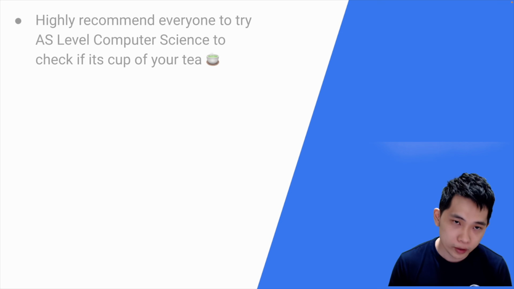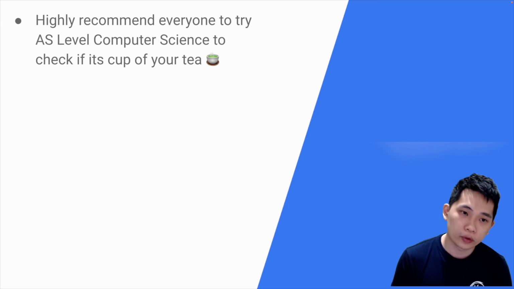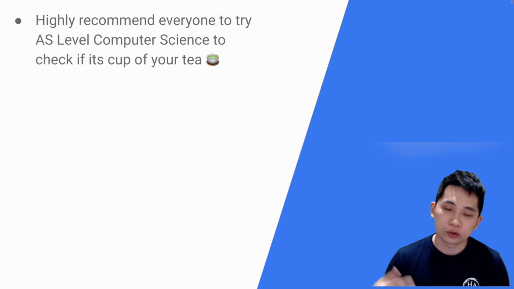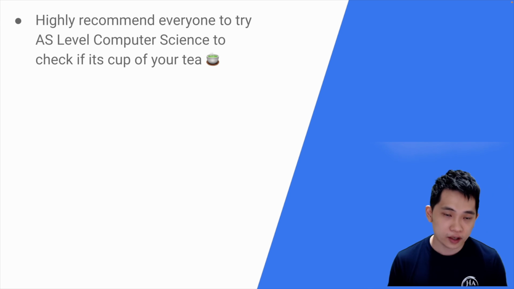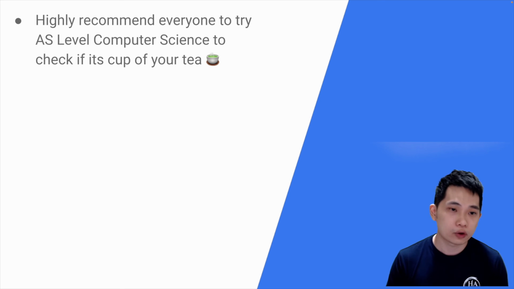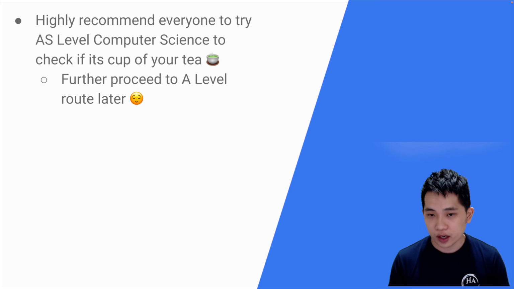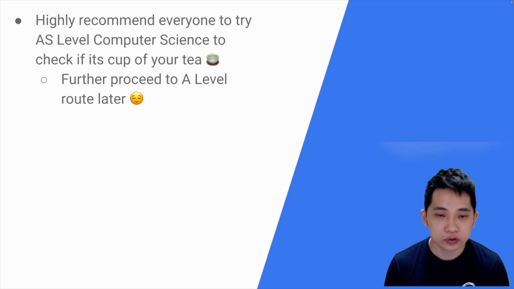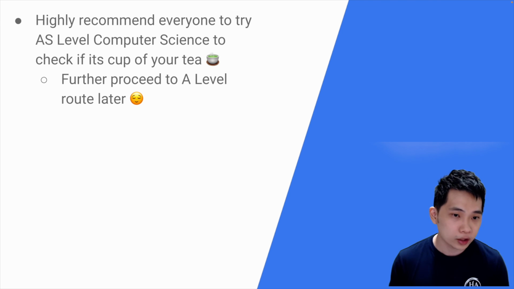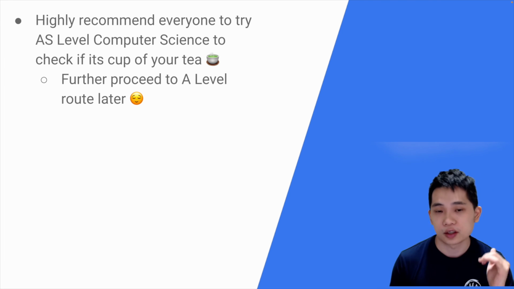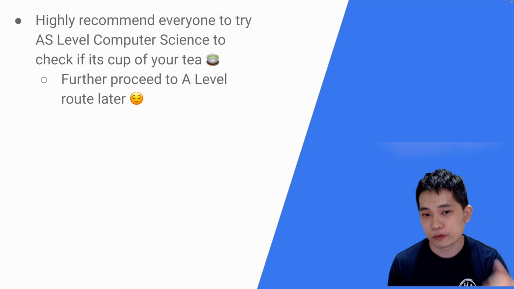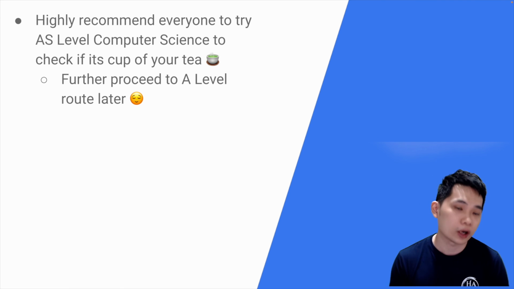So what should you do next then? I will highly recommend you try out AS level computer science to check if it is your cup of tea. Just try to do your paper 1 and paper 2 for AS level, and if you really like AS level computer science, just go all the way to the A level route later as well. Once you finish your A level computer science, you can use it to apply for a computer science degree. From what I see right now from the global trend, computer science graduates are definitely in high demand right now, not just now but in the near future as well. So feel free to try out computer science.